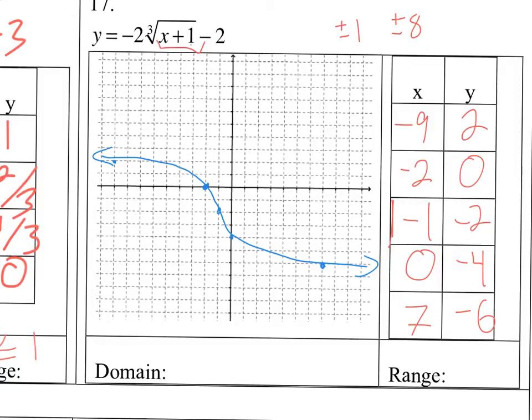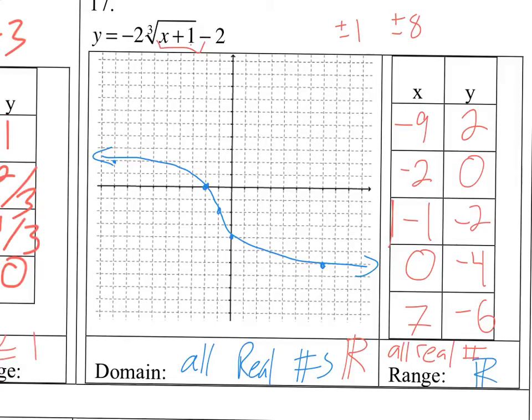The domain for all cube root graphs is going to be all real numbers. And if you want to be fancy with your notation, we use a double-barred R to represent all real numbers. The range is going to be similarly all real numbers. And again, if you wanted to get fancy with that, you could use a double-barred R to represent all real numbers.